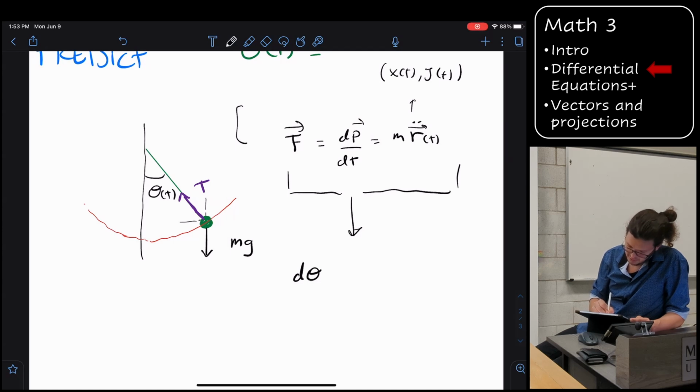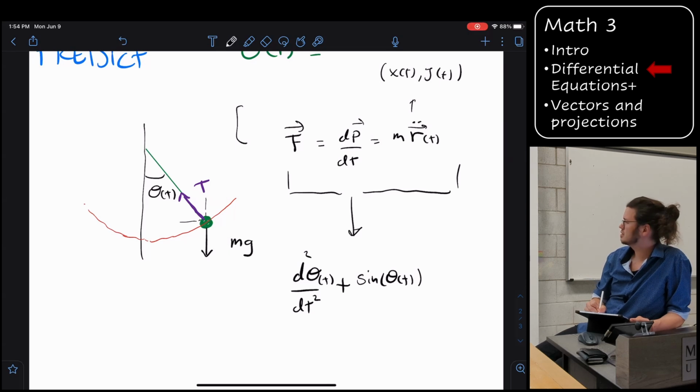Two derivatives of theta with respect to time, plus sine of theta times g over L. You think gravity is stronger? Yes.